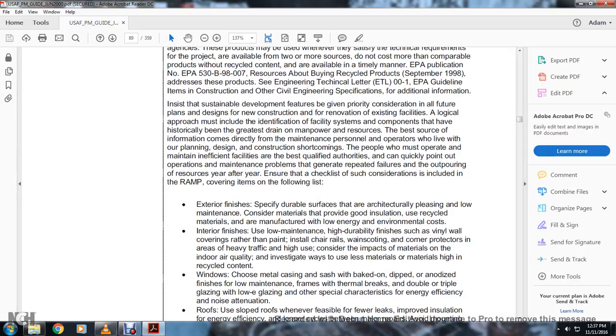Sustainable development features should be given priority consideration in all future planning, design, new construction, and renovation of existing facilities. A logical approach may include identifying the facility system components that have historically been the greatest drain on manpower and resources.